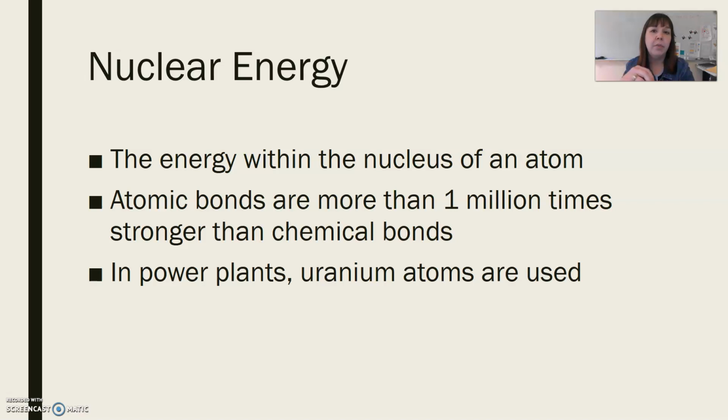Nuclear energy comes from the energy contained within the nucleus of an atom. Those atomic bonds that hold an atom together are 1,000,000 times stronger than chemical bonds. So there's a lot of energy contained within those bonds. In power plants, they usually, not always, but most of the time will use uranium. Uranium is a very big, heavy atom. If you look on the periodic table, it's down there towards the bottom, right? It's big, heavy, it's unstable, but it's naturally occurring.